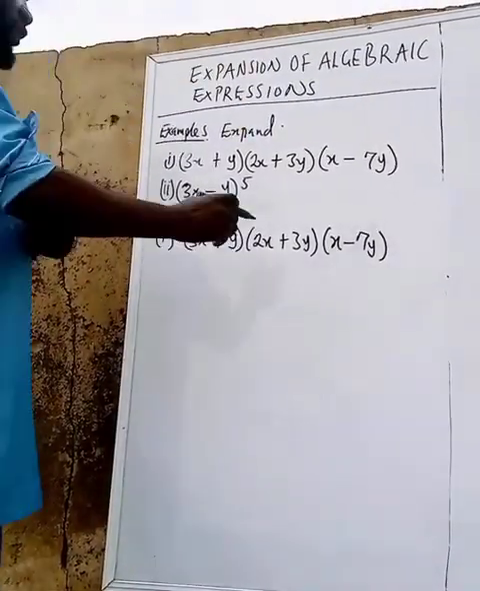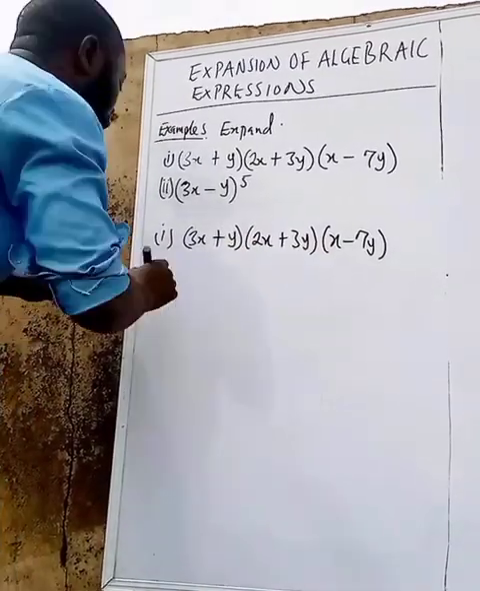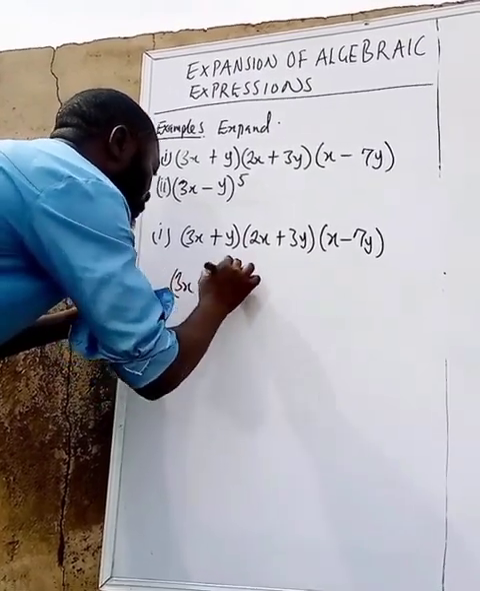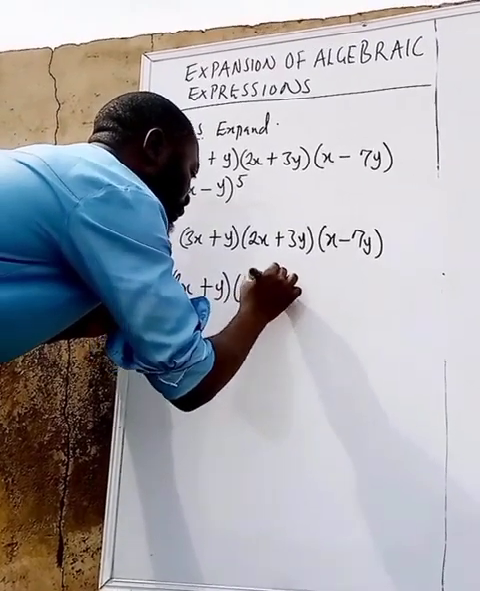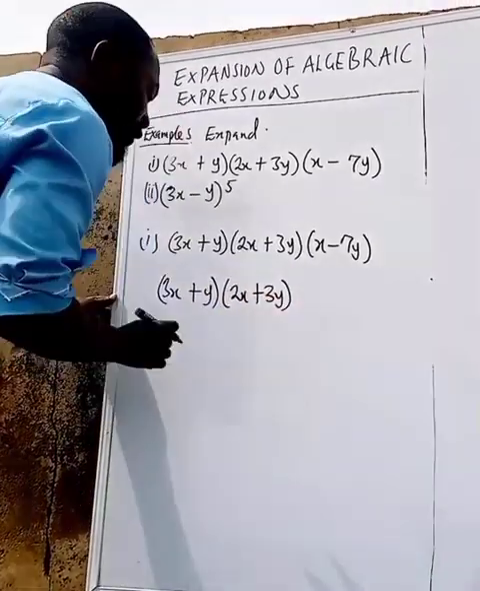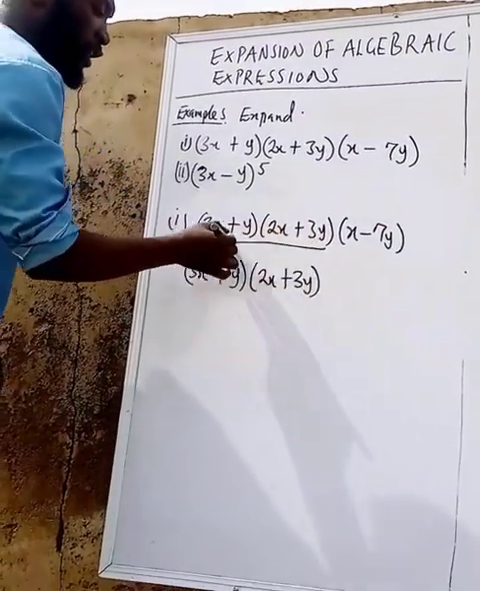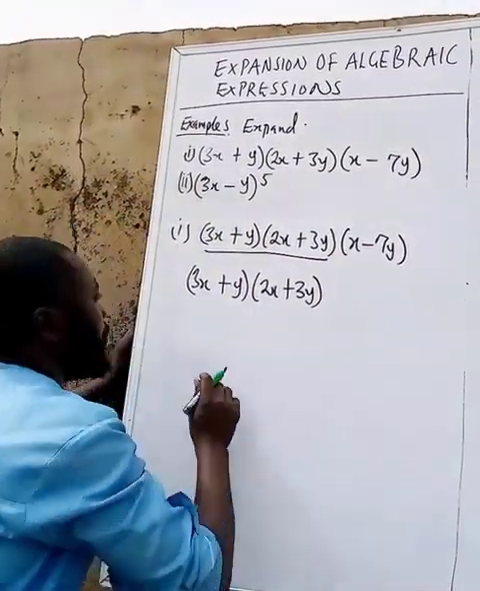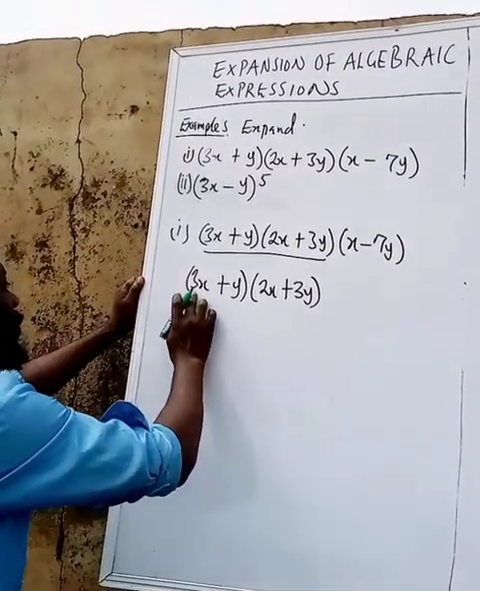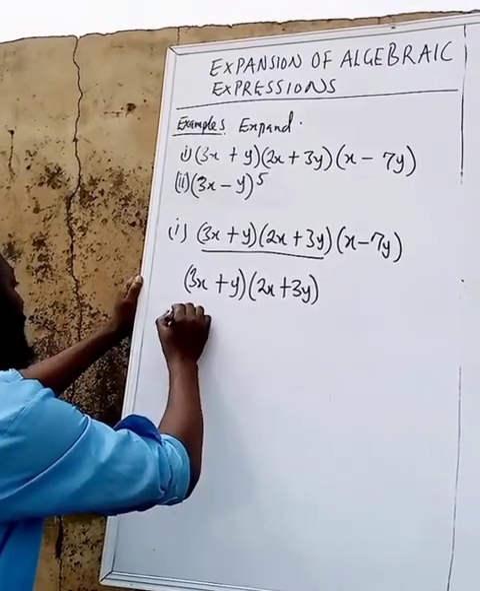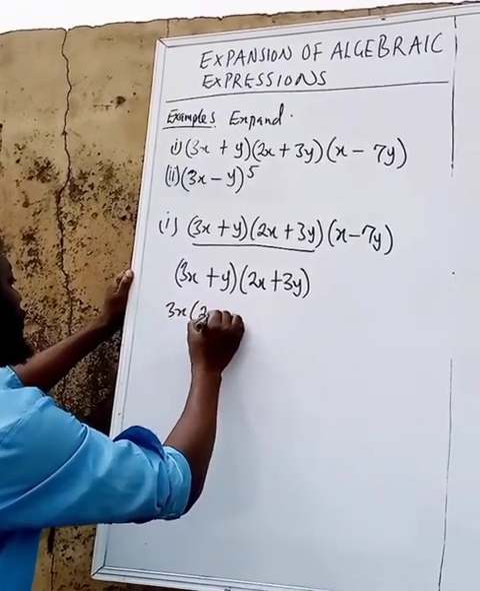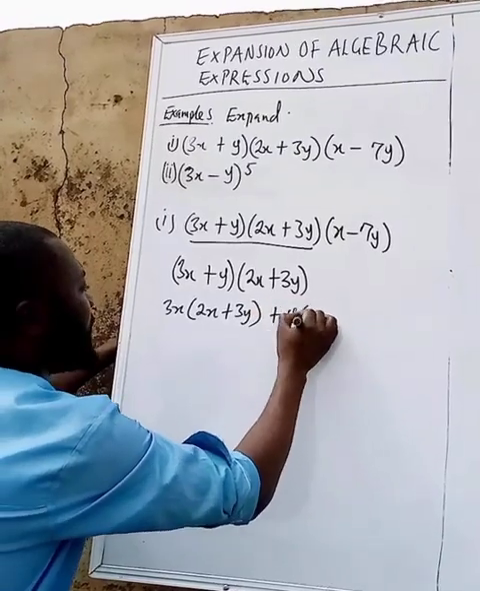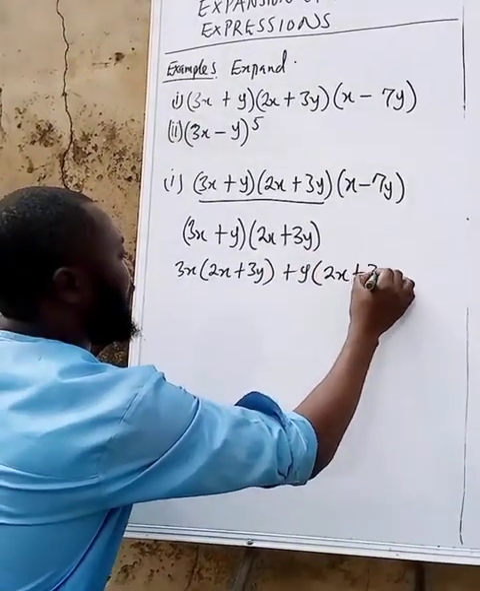Now let's take the first two together. So we have 3x plus y, 2x plus 3y. Let's multiply this together first, then whatever we get, multiply it by this one. Just the same way we multiply. So we multiply 3x by everything, so we have 3x multiplied by 2x plus 3y, plus y again, multiplied by 2x plus 3y.